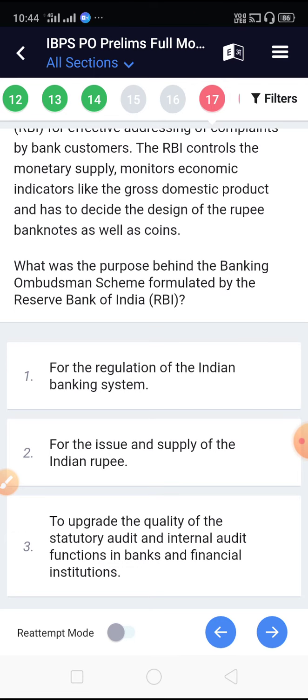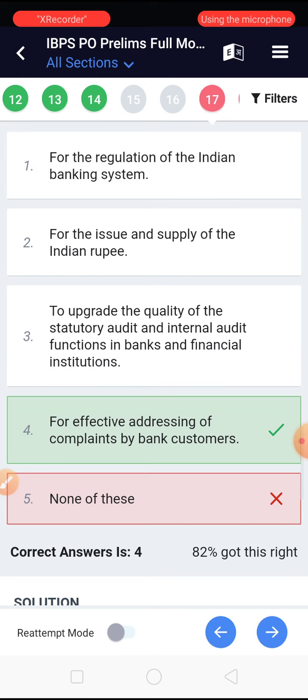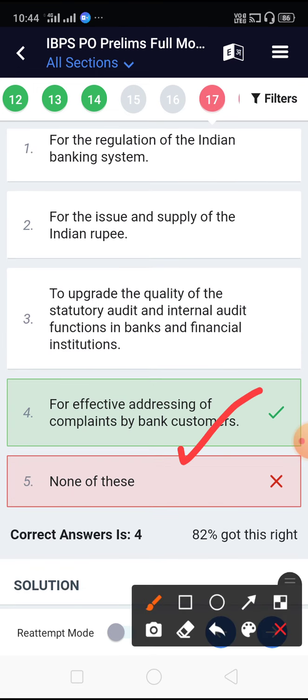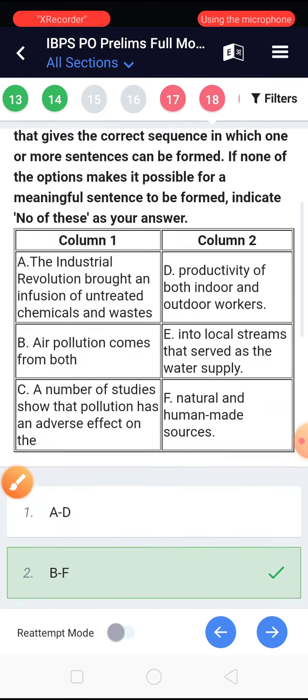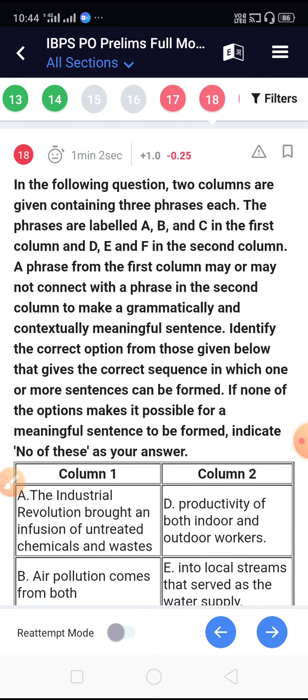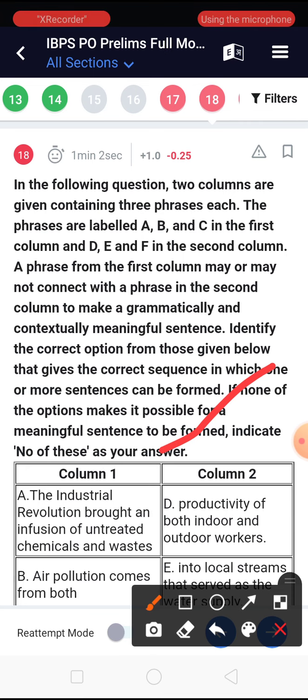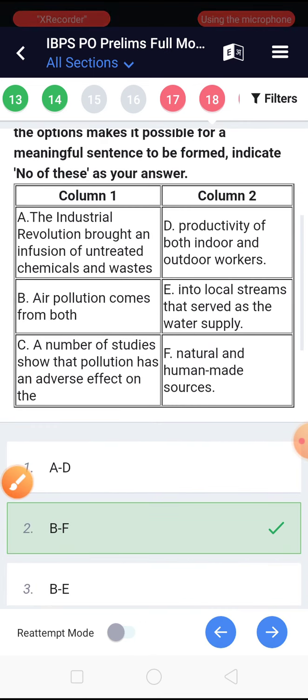What is the purpose behind the banking ambition scheme formulated by the Reserve Bank of India for effective addressing of complaints by the bank customer? कॉलम 1 और कॉलम 2 का दिया गया है क्वेश्चन. देख पढ़ते हैं. पहले ए और डी को मिलाते हैं.